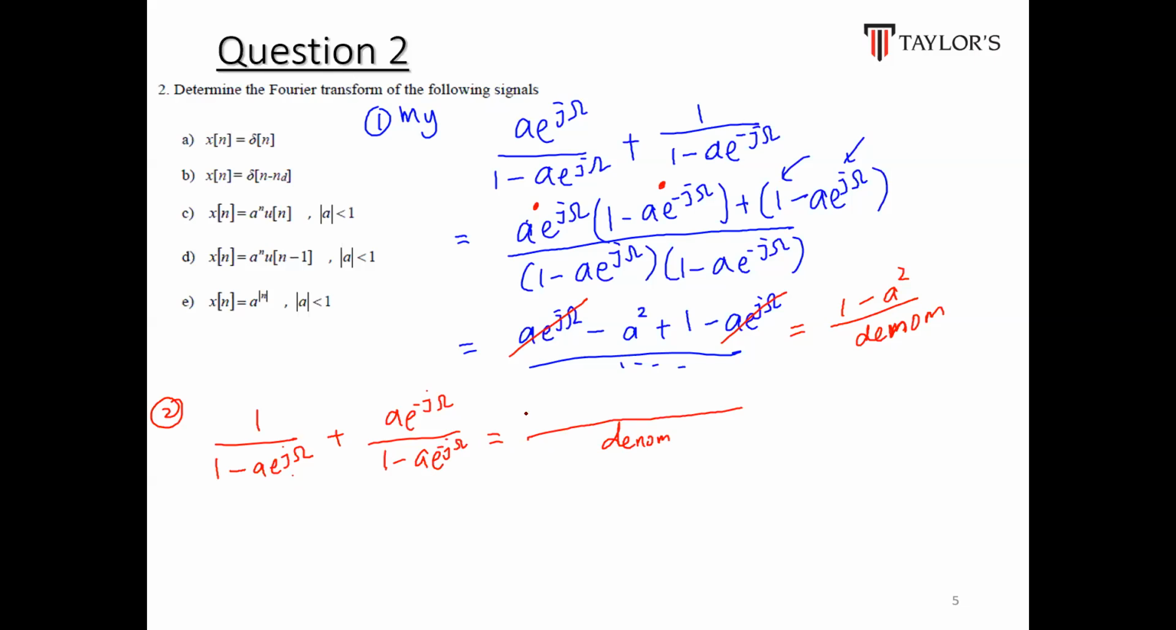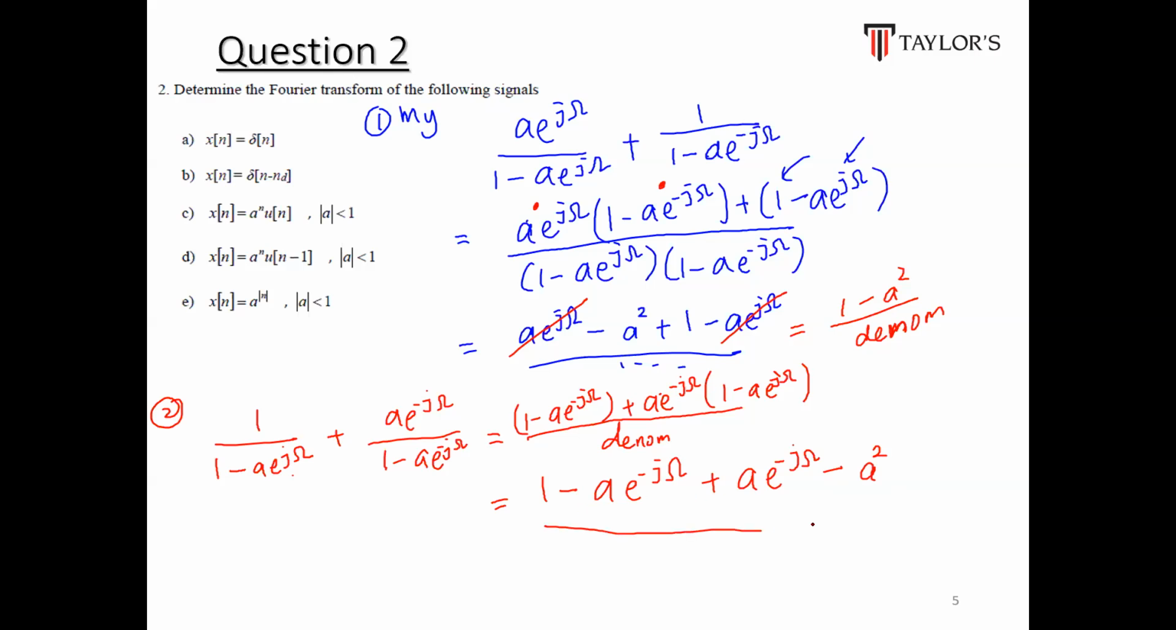Then the top will be 1 minus A e^{-jω} plus A e^{-jω} multiplied by 1 minus A e^{jω}. So this is 1 minus A e^{-jω} plus A e^{-jω} minus A squared again, because e^{jω} and e^{-jω} will be just 1. Divide by the denominator. You notice these two also cancel out. We arrive at the same answer, 1 minus A squared.